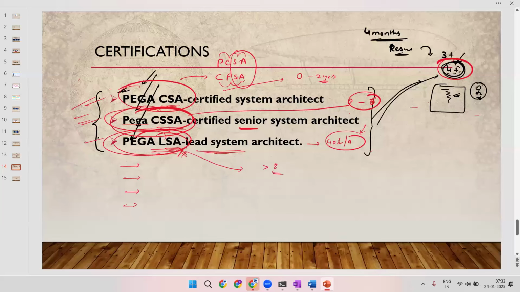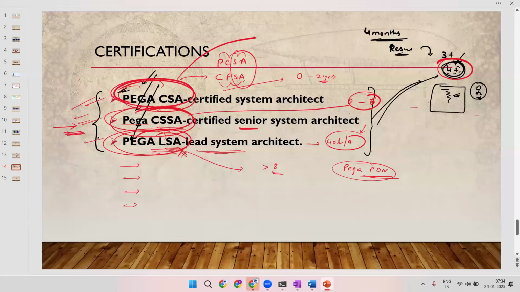Some people might be thinking whether they can do this CSSA directly or not. It is not possible. The system will not allow you. First you are supposed to register in Pega PDN. What is this Pega PDN, where you have to register, and how to do the certification? I'll slowly explain this process also. After you register, you are supposed to do this first certification.